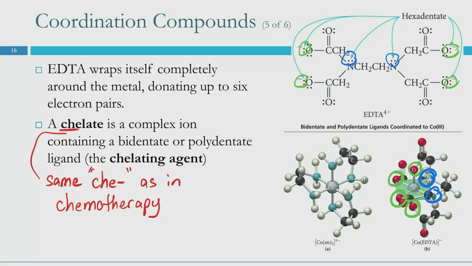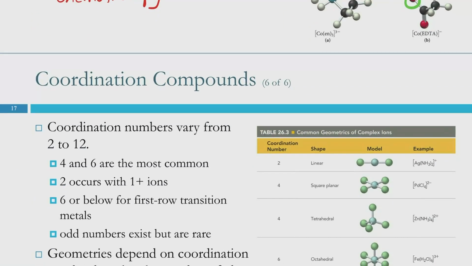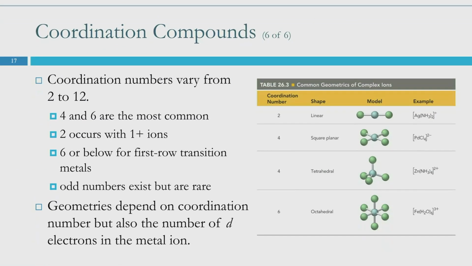So if we, for some reason, wanted to remove a lot of cobalt-3 ion from our solution, throw some EDTA in there, and that should bind it up and remove it from our solution. There's instances where this is useful. Take organic or inorganic chemistry if you want to learn more, or read just stuff on the internet.